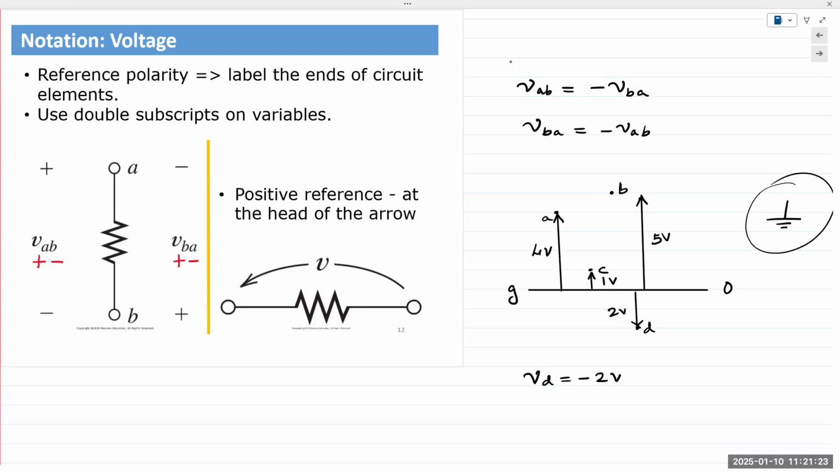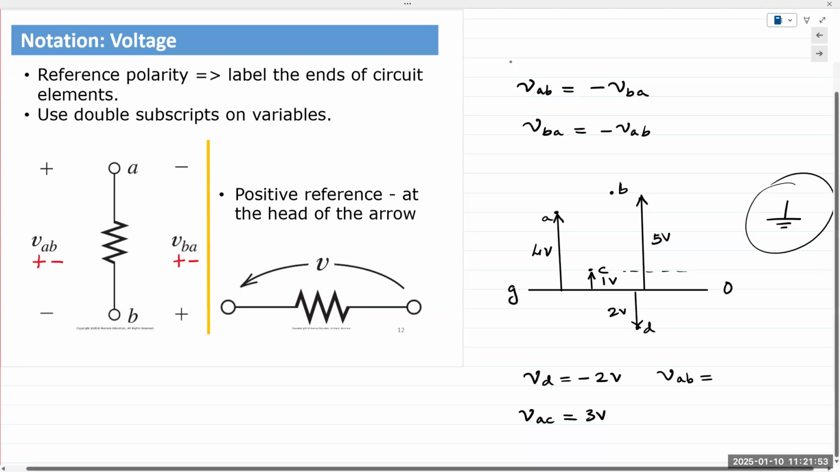So now, what if my reference point was C? What is VAC? 3 volts. Absolutely. What about VAB? I heard negative 1 volt.